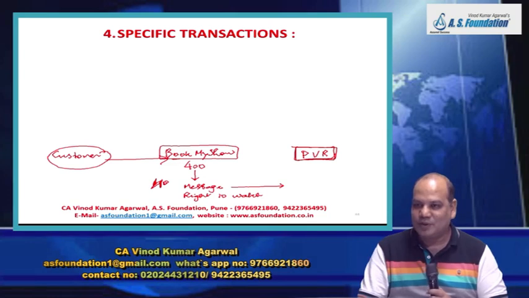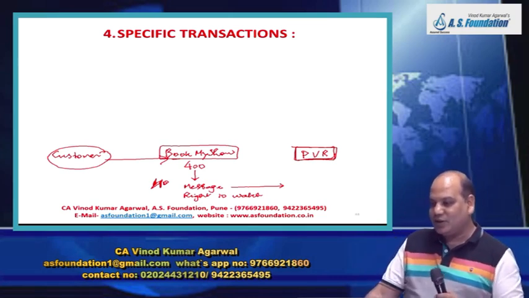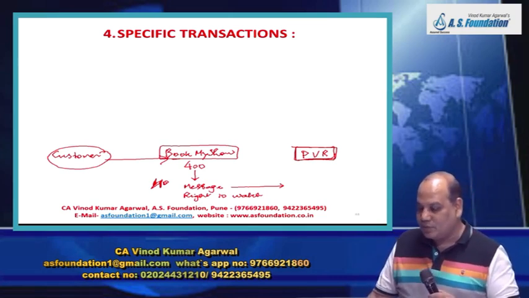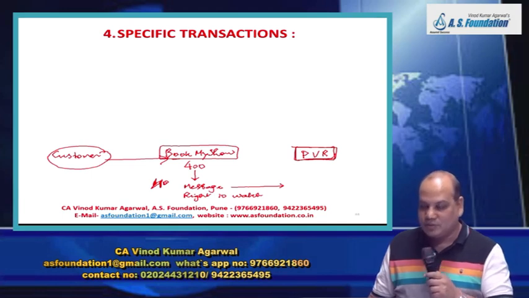They take 400 rupees from you. So now one has to see whether he is acting in his capacity as an agent or principal. If he is only acting as an agent, then he gets commission. But if he is acting as a principal, then he will recognize entire 400 rupees.